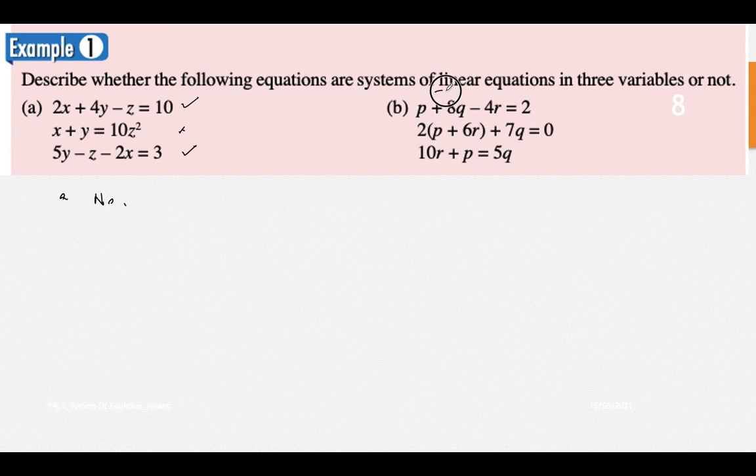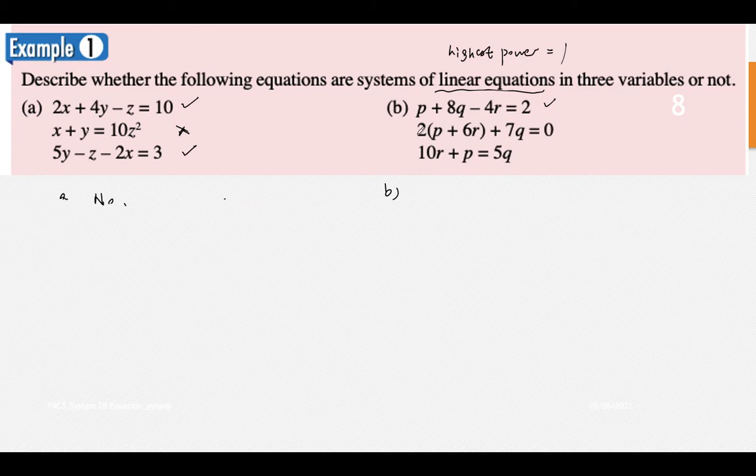Because for a linear equation, the highest power must be, highest power meaning the variable power. This one is not linear. The highest power must be equal to 1. No, because here the highest power equals 2. So not linear. B, P, Q, R, yes.